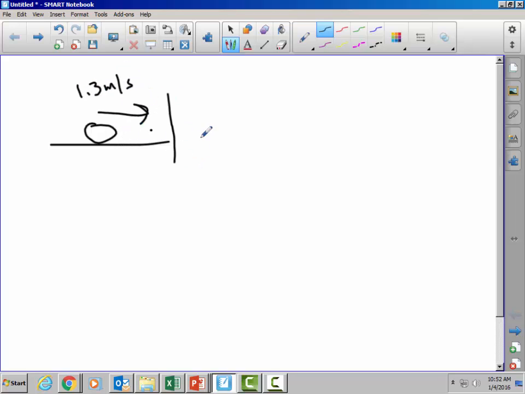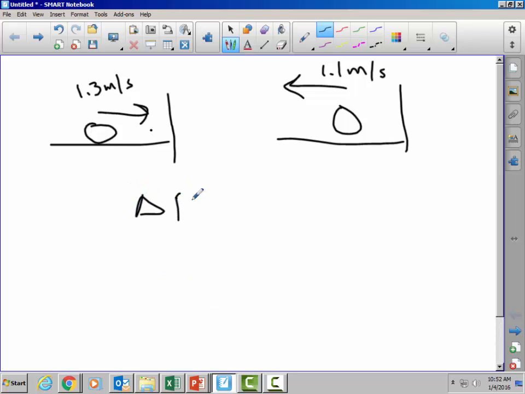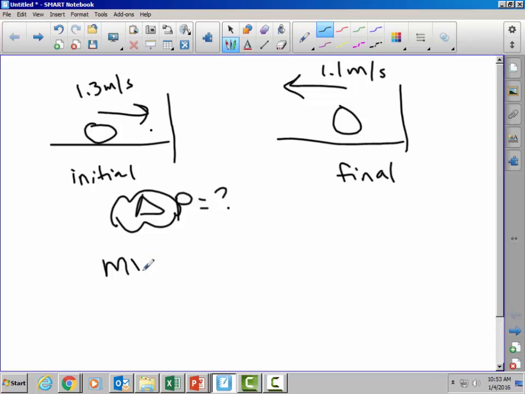We have a wall, the ball is traveling here at 1.3 meters per second. It's going to hit the wall and then rebound back in the opposite direction, and it's going to go at 1.1 meters per second. So the first question is asking about the ball's change in momentum. So first of all, I would need to find its initial momentum, figure out its final momentum, and then subtract the two, right? That's what change means. So we're going to do this just like we always do it.